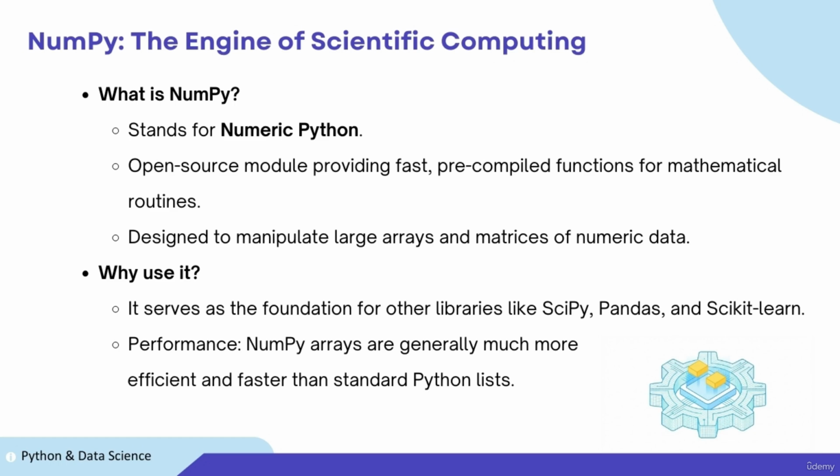Performance. This is the big one. Because NumPy is written largely in C, its arrays are significantly more memory efficient and faster than standard Python lists. When you're dealing with millions of data points, that efficiency isn't just a nice-to-have, it's a necessity.